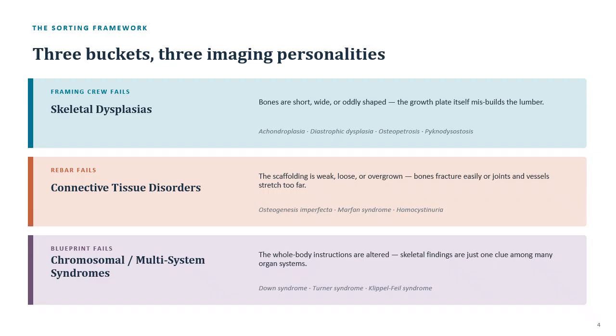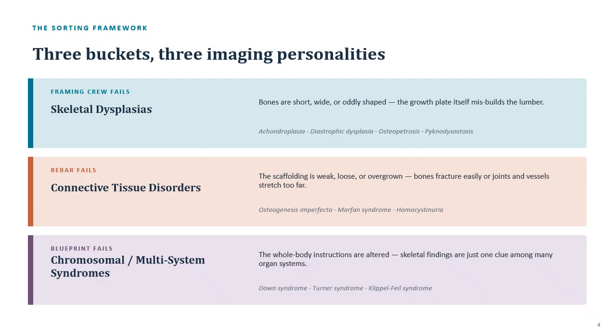All right, the second group that we're going to look at is connective tissue disorders or rebar failures. So again, here the internal support material is abnormal. So the patient may have bones that fracture easily, joints that are too loose, or tissues that stretch farther than they should. An example of this type of disorder would be osteogenesis imperfecta or Marfan syndrome. They both fit into this category.